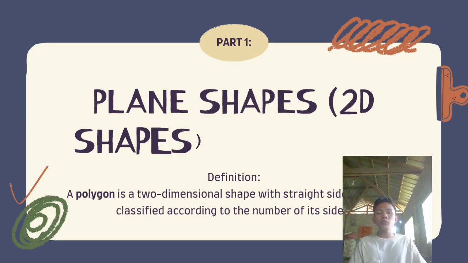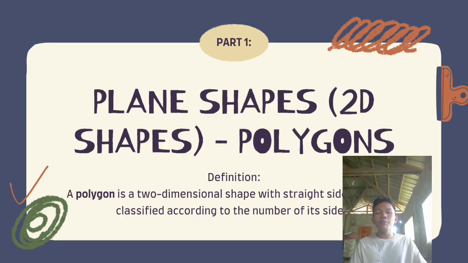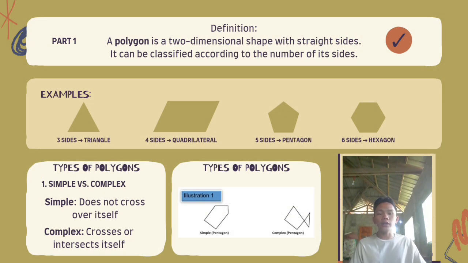So let's talk about plane shapes, 2D shapes, or polygons. First, let's talk about polygons. A polygon is simply a flat, two-dimensional shape with straight sides. The name of a polygon depends on how many sides it has. So if it has 3 sides, we call it a triangle. With 4 sides, it's a quadrilateral. 5 sides, a pentagon. 6 sides, hexagon, and so on. So the key idea is polygons are flat shapes made of straight sides and closed figures. They don't have any curves.